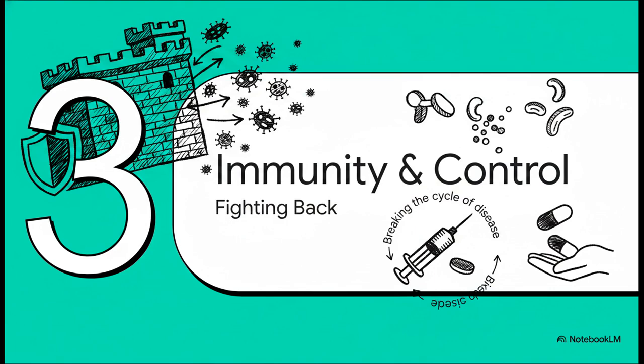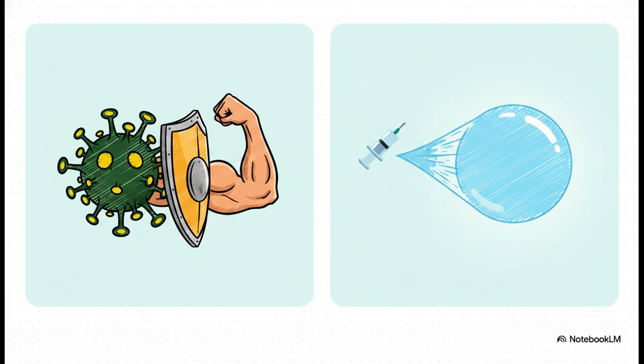Okay, Section 3, treatment, immunity, and control: fighting back. So, the fortress is under attack, and the vectors are swarming. How do we fight back? This is the solutions phase of our explainer. Breaking this cycle requires our body's internal defenses working alongside human intervention.